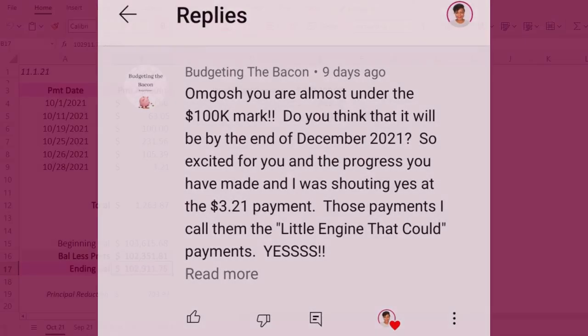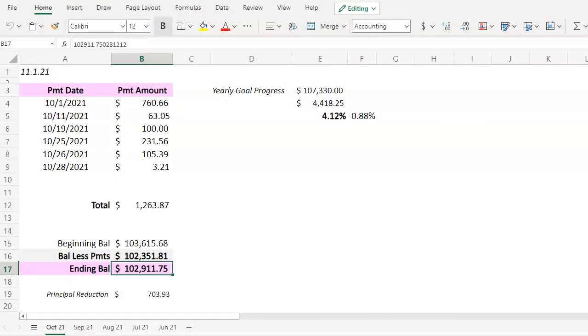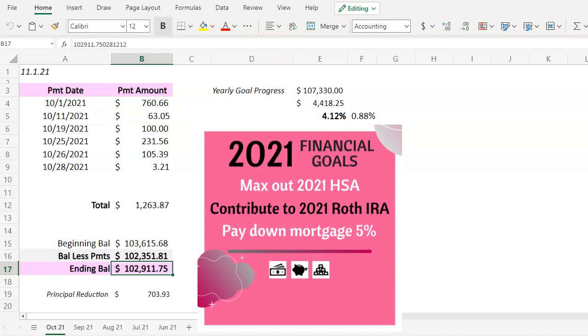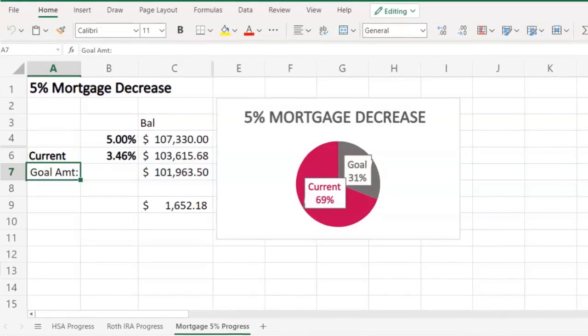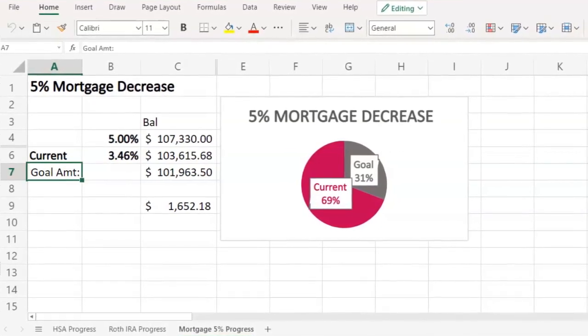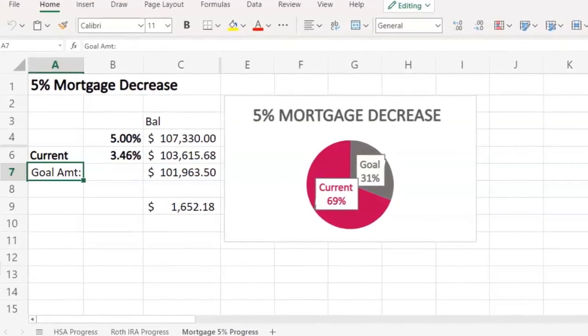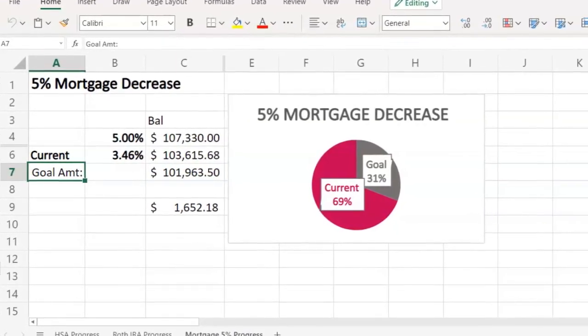Yes, I love this. If you don't already know, Nyjah is tracking her mortgage payoff journey and it's super inspirational. Go check her out. But yes, as far as that $100,000 mark, how exciting is it going to be to get under that $100,000? I'm not tracking that for this year. I'm hoping to check off that 5% goal that I've set for myself by reaching, I think it's $101,963.50. We're going to see how close we are to that today.